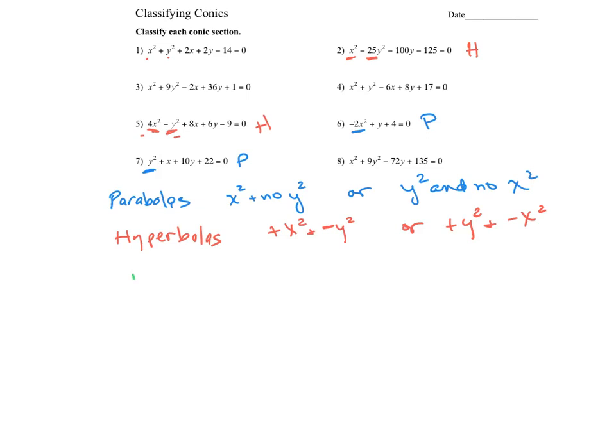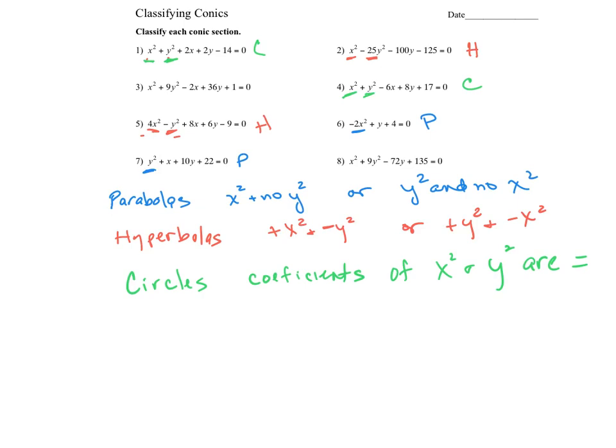So we're going to find the circles first. If the coefficients of the x squared and the y squared are equal, it's a circle. So look at here. Those two have a 1 for a coefficient, 1x squared, 1y squared. It's a circle. The number 4 has the same coefficient. That's a circle.